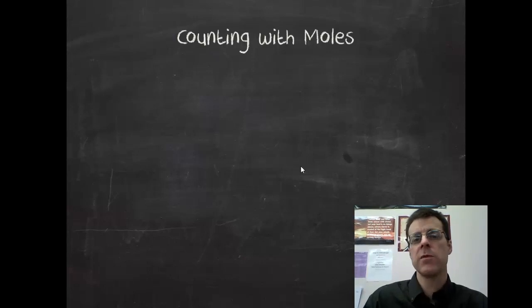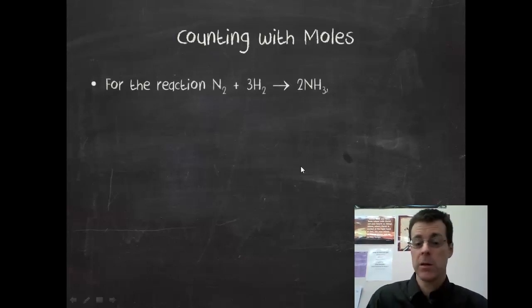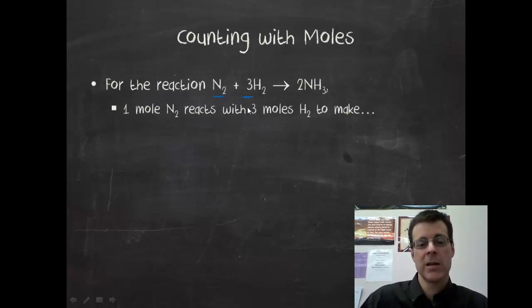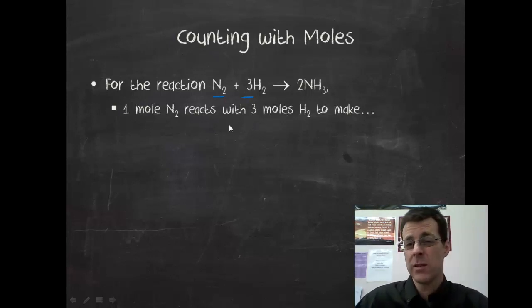All right, let's move that into counting with moles because that's really what we need to be able to do. We can take the same reaction. We're going to take a similar situation, but now I want to look at this reaction in terms of moles. So instead of looking at the balancing numbers and the chemical formulas as numbers of molecules, now numbers of moles. Nothing has changed. We're counting different ways, but we're still using the same numbers. So 1 mole of nitrogen reacts with 3 moles of hydrogen to make, well, 2 moles of ammonia.